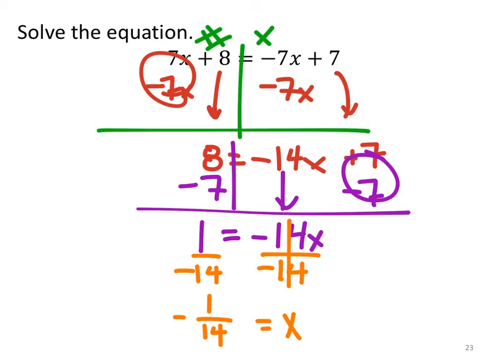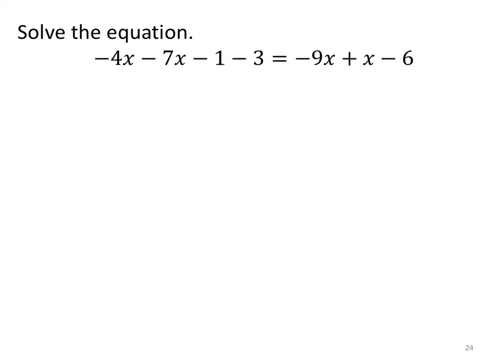So that's pretty good, and that feels pretty good. That was a lot of work, but again, I can check this. 7 times negative 1 over 14 plus 8 equals 15 over 2. Now I'll do negative 7 times negative 1 over 14, but this is plus 7, right? And yeah, sure enough, it's 15 over 2 on my calculator, and I can feel pretty good about putting this answer in.